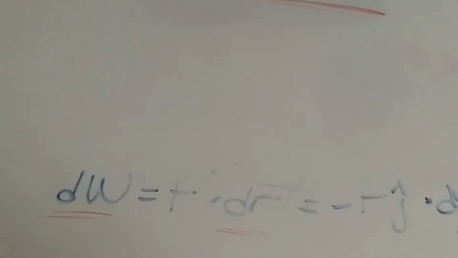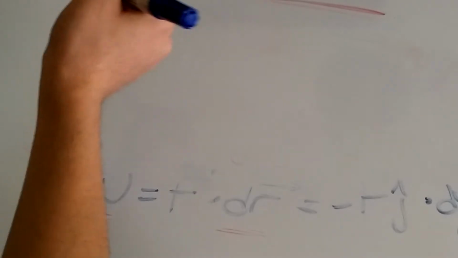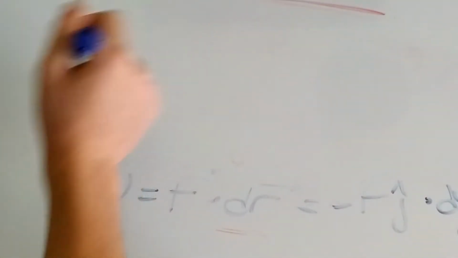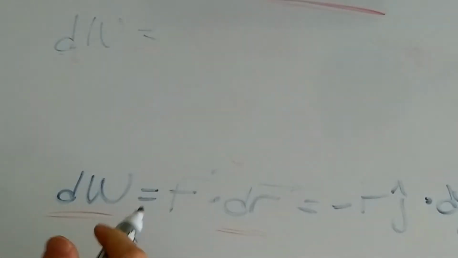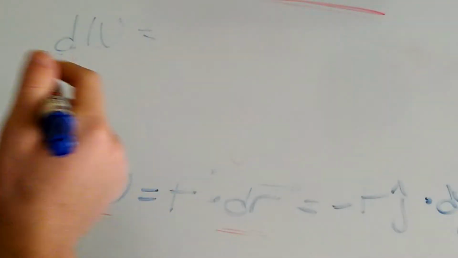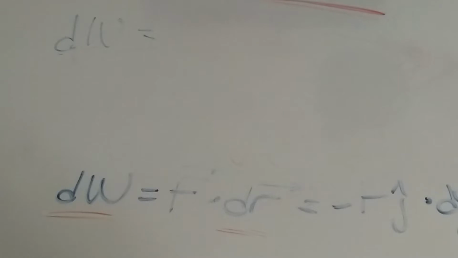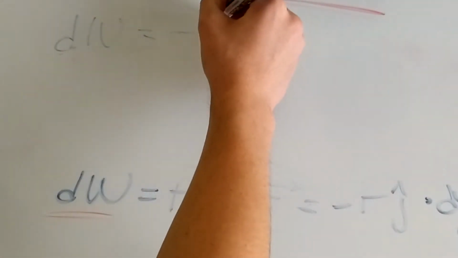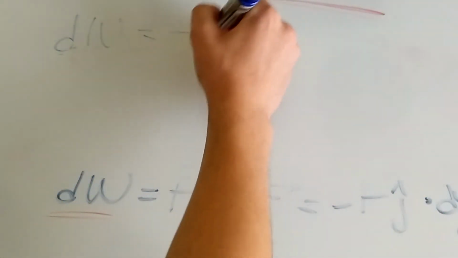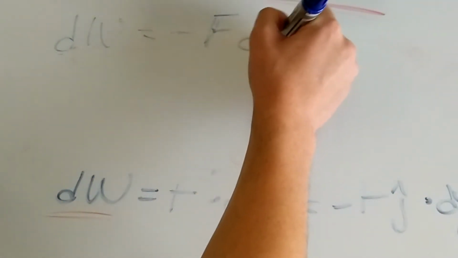Now we said that F is equal to P times A. Now here in this equation we have minus F times dy.